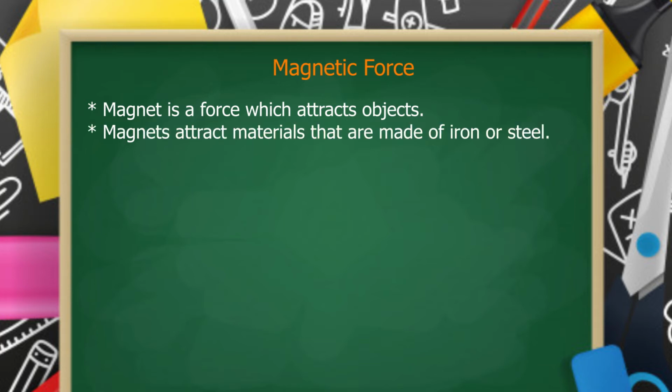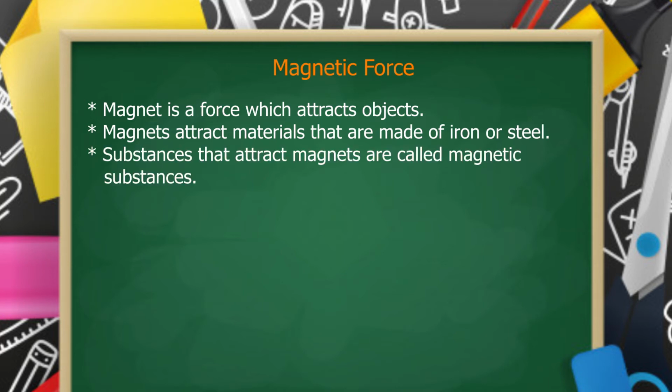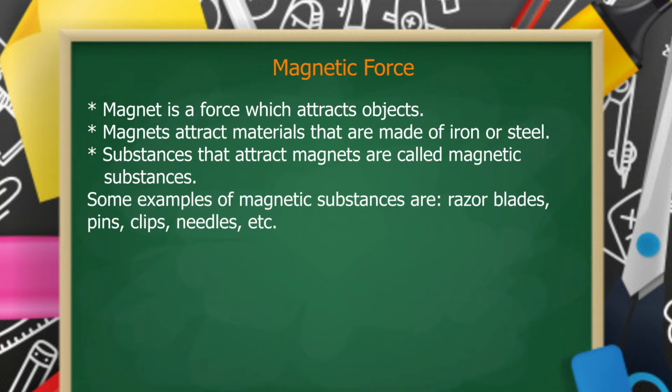Magnets attract materials that are made of iron or steel. Substances that attract magnets are called magnetic substances. Some examples of magnetic substances are razor blades, pins, clips, needles, etc.